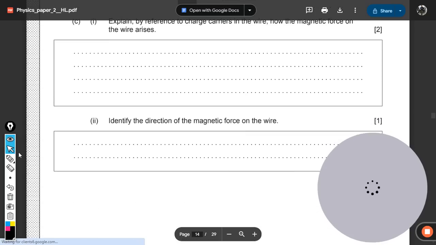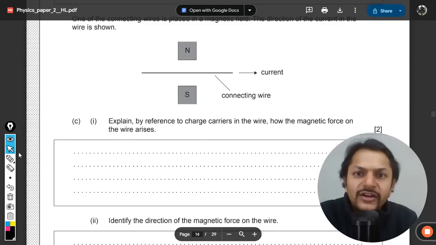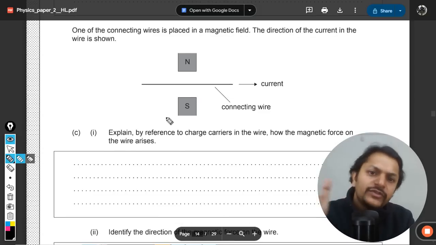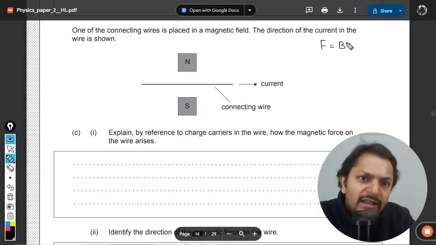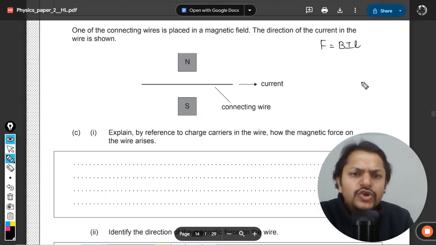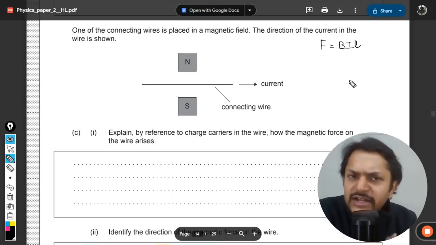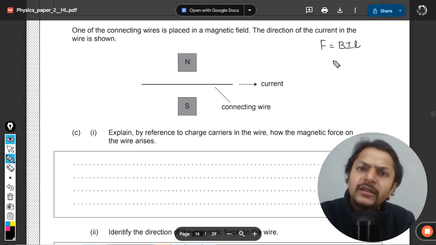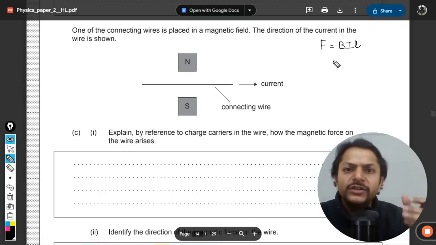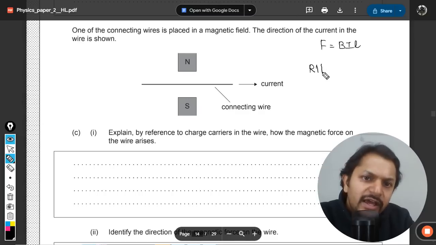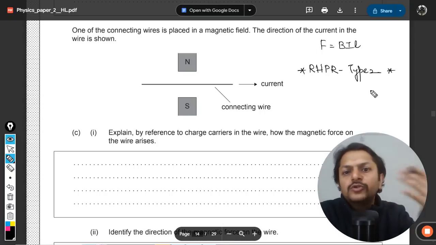Identify the direction of the magnetic force on the wire. So what is the direction of the force here? The formula for the force is BIL. There are many rules you can use, but if you are following my YouTube channel and have seen all the paper 1 questions, I have clearly described the right hand palm rule type 1, type 2 and all. So I would be using the right hand palm rule type 2.